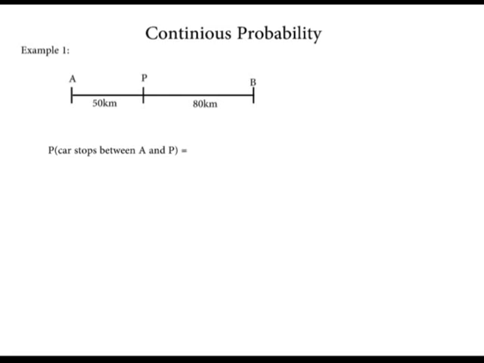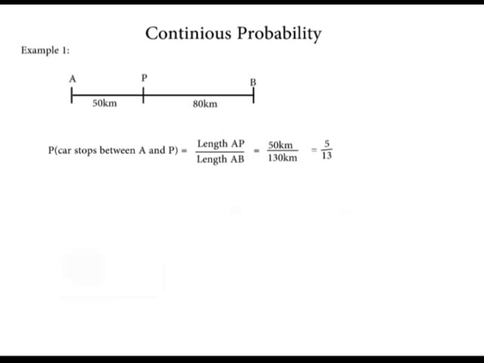The probability that the car stops between A and B is the ratio of the distance AP to AB, and therefore, the probability that the car stops between A and B is equal to the length AP over the length AB. That is 50 kilometers over 130 kilometers, which gives us 5/13.